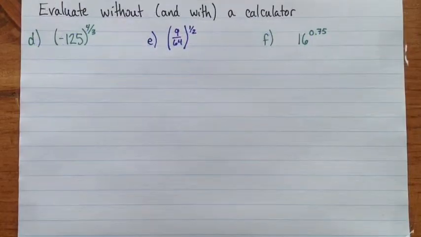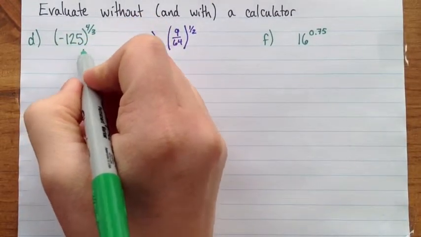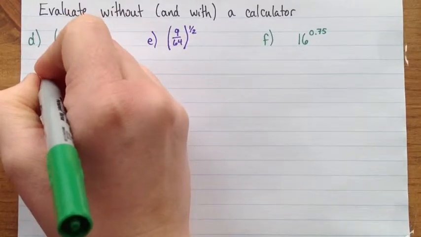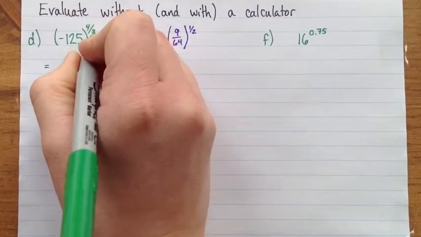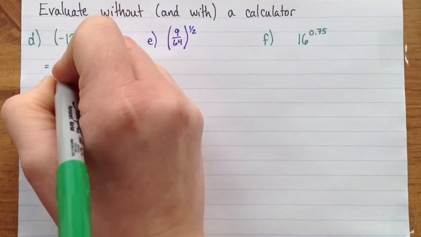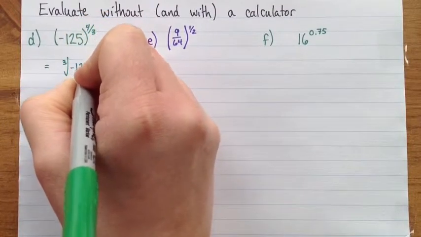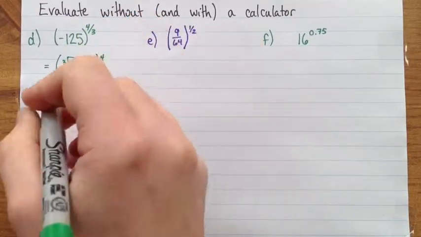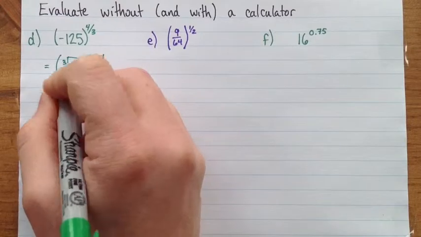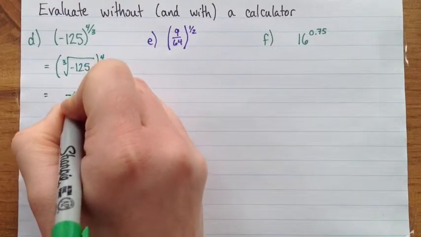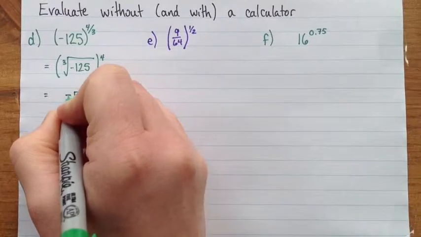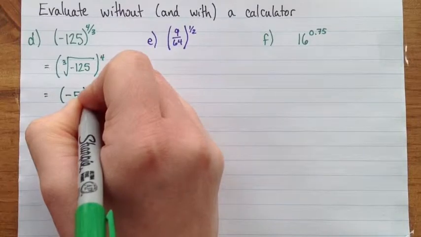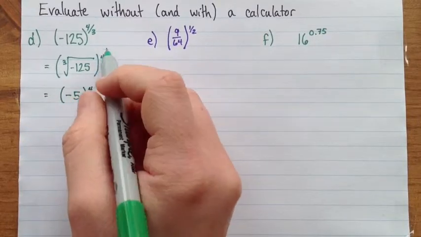Okay, so here we've got 3 more. We have to evaluate negative 125 to the exponent 4 over 3. So I'll take the cube root, because that's my denominator, of negative 125. I'll raise that to the exponent 4. So the cube root of negative 125 is going to be negative 5, because negative 5 times negative 5 times negative 5 is negative 125. And I'll still have to raise that to the exponent 4.